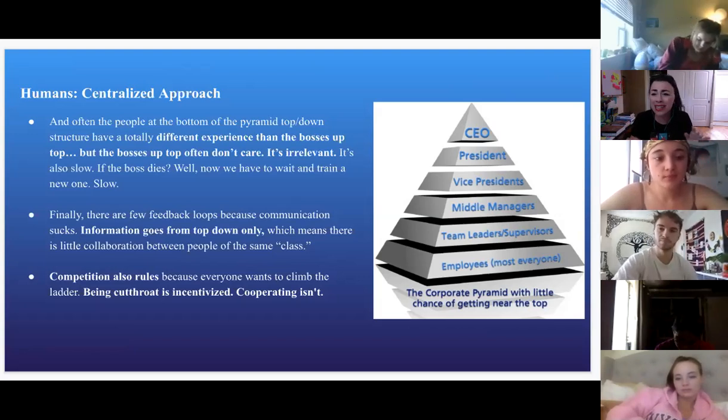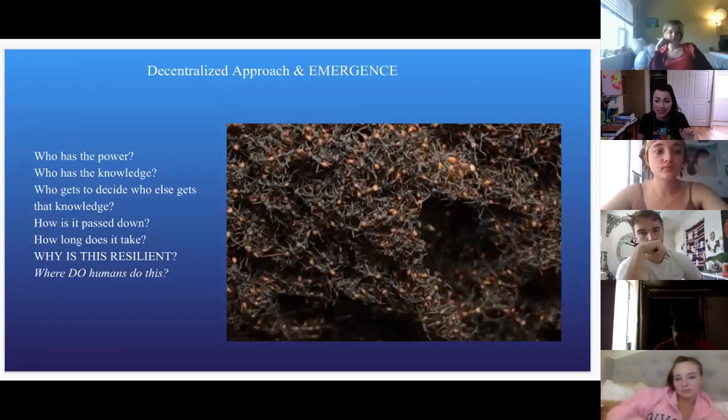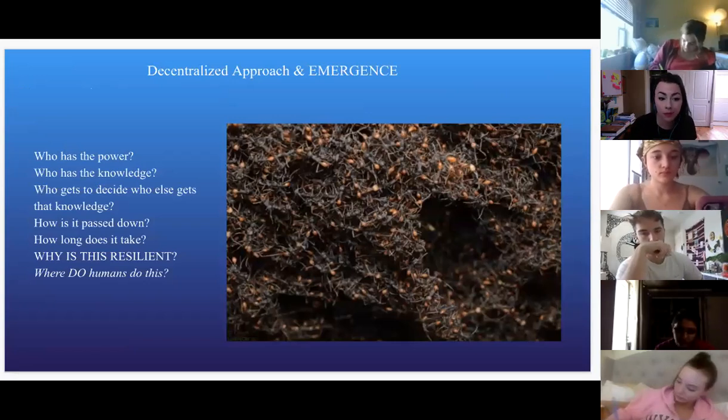So we wouldn't say that ants have culture. I'm not going to anthropomorphize them like that. But how they go about their societies is completely different. Now, ants have a completely decentralized approach.